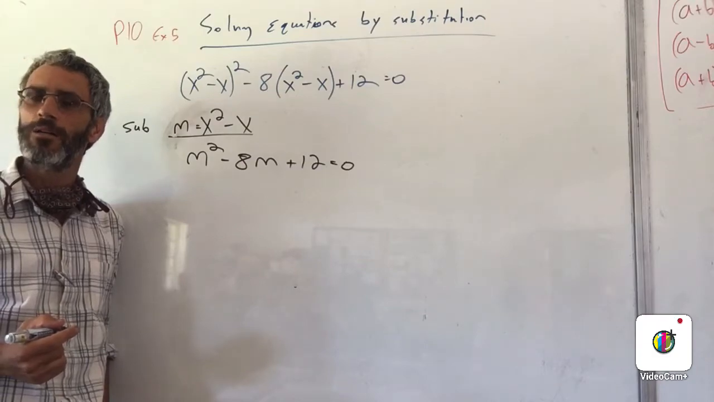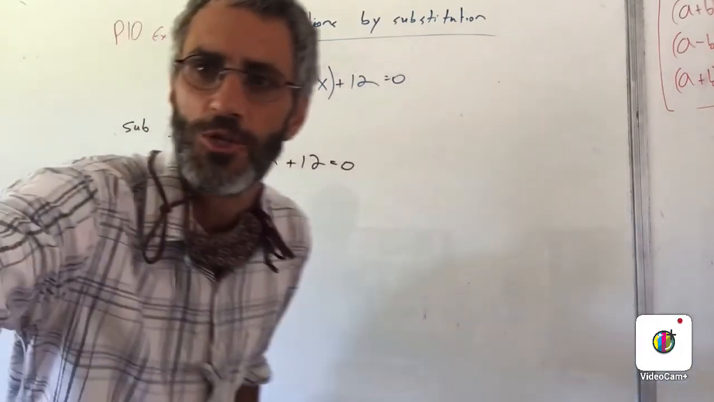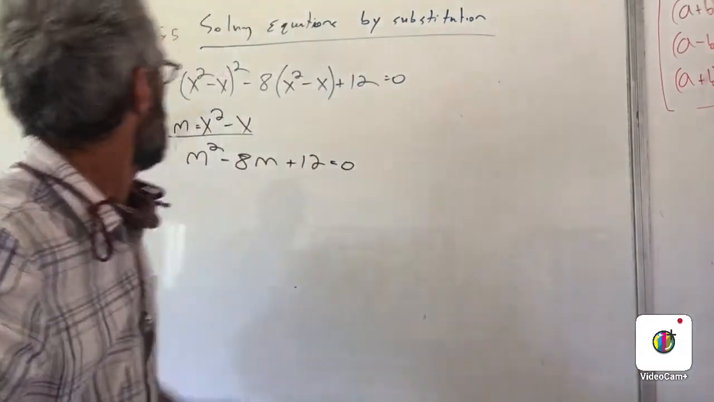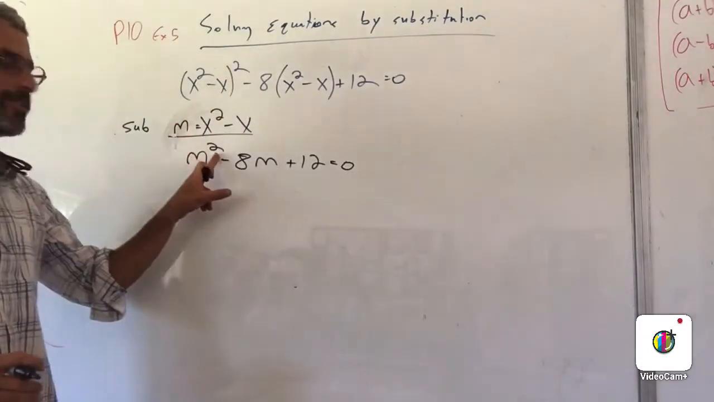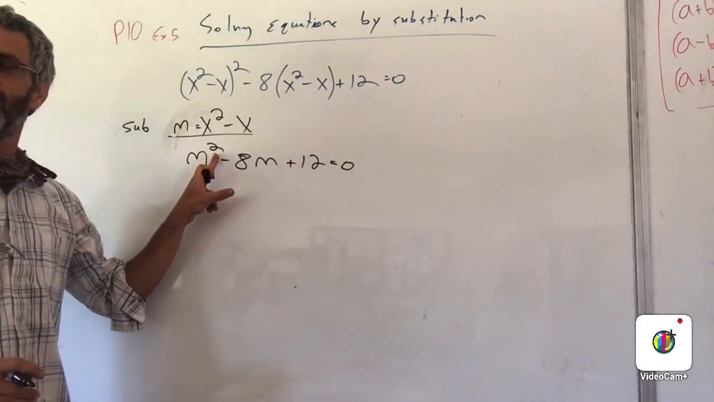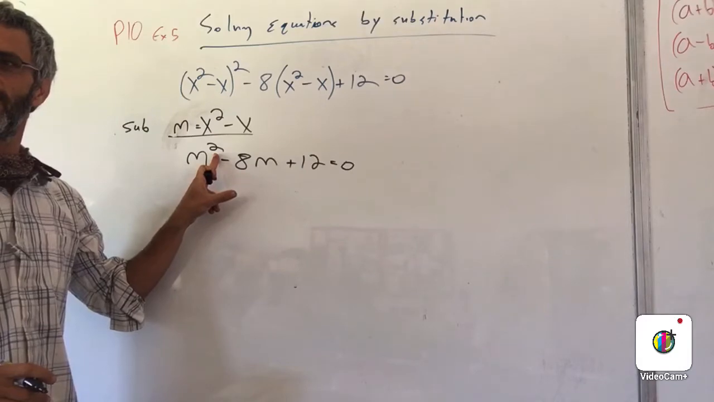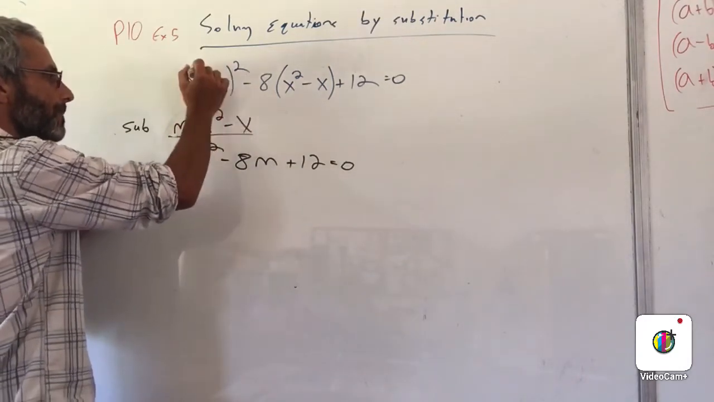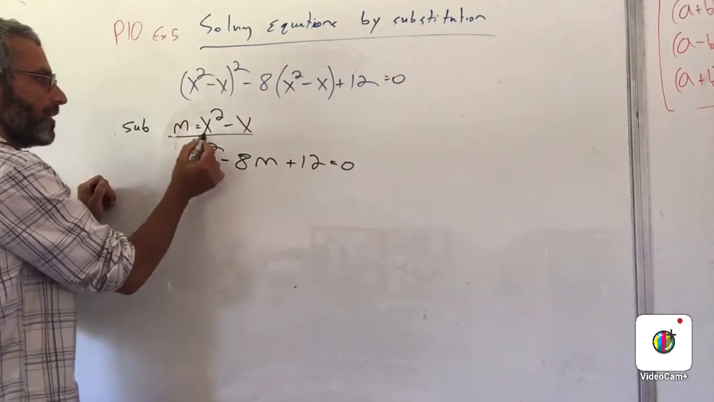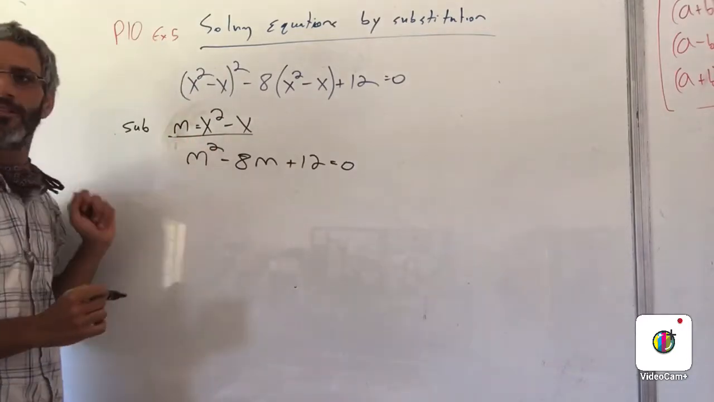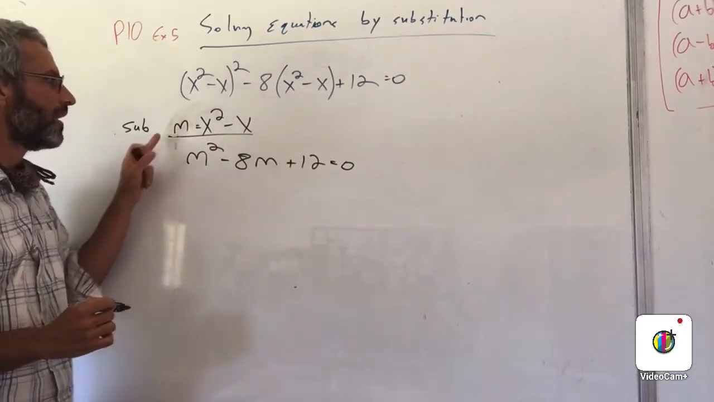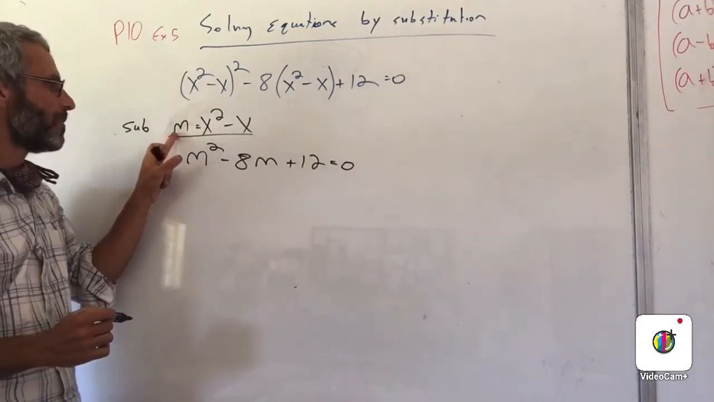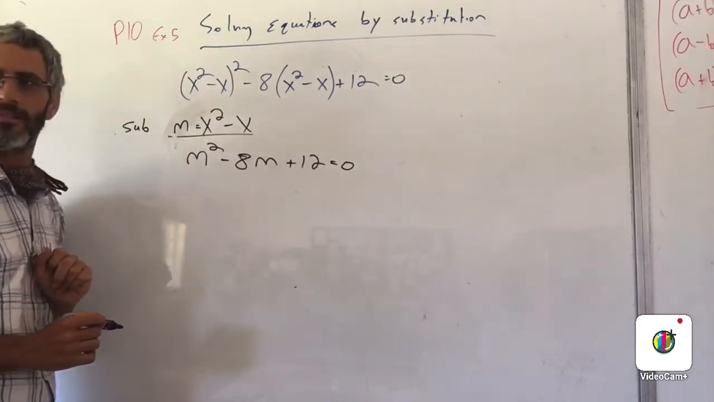What about the square? What about this square? All I did is say, okay, we'll call that whole thing M. The whole thing. M equals x squared minus x.